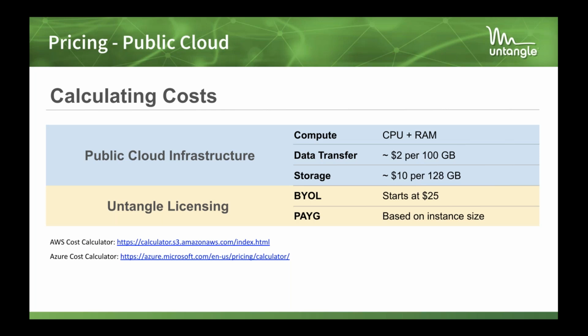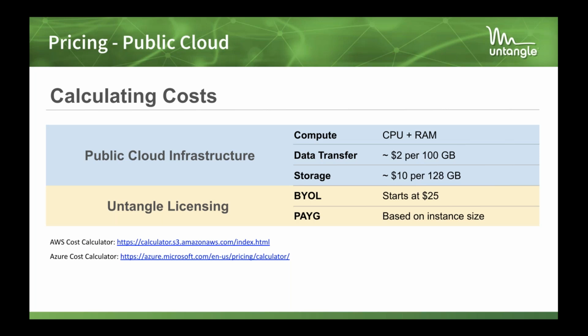So you've got your infrastructure cost and then your licensing cost. As far as the infrastructure, that's broken down into compute, data transfer, and storage. The compute is generally going to start at around $30 or $40 a month for an entry-level appliance. Your data transfer is going to cost roughly $2 for each 100 gigs, and your storage is going to cost about $10 per 128 gigs.